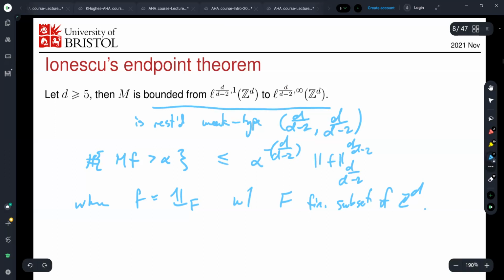When you do that, you end up getting the cardinality of f to some power. And this is a refinement, because when you interpolate with that trivial L infinity bound, you recover the Magyar-Stein-Wainger theorem. Okay.